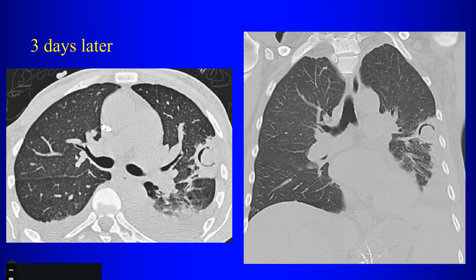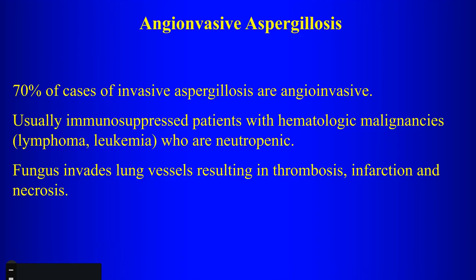Yeah, very nice ground glass halo there. And then 3 days later, now there's a rim of air. What do we call this? Air crescent. That's an air crescent sign, right? So it's formed after the nodule is formed, right? So this is a nice example of invasive aspergillosis.